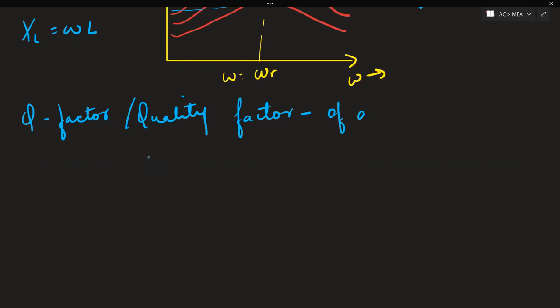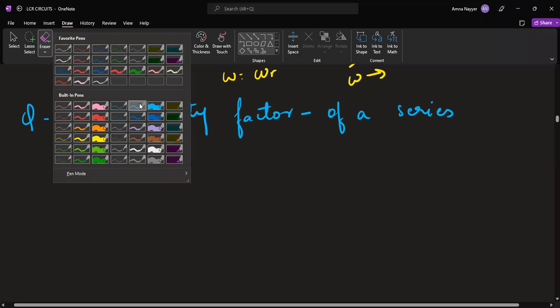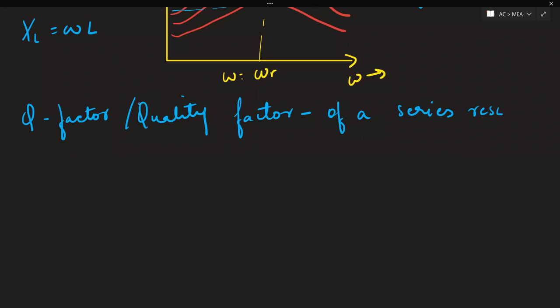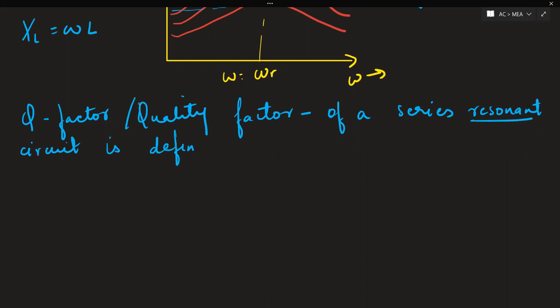Q factor of a series resonant circuit. Remember, the term resonant is very important because we are only able to find it at the value omega equal to 1 by under root LC. That's why we have this value at resonance. So, series resonant circuit. This is important.